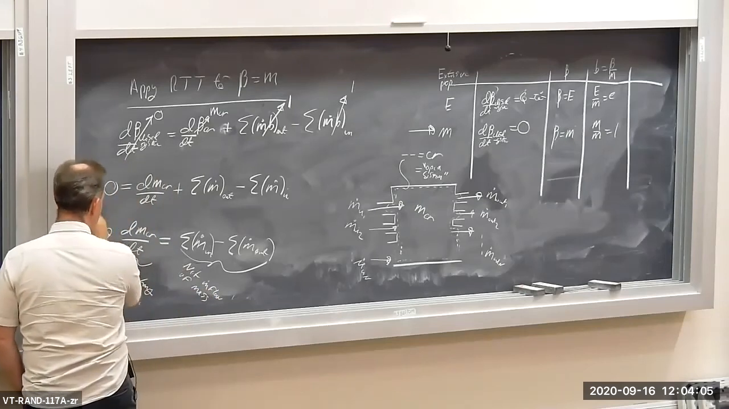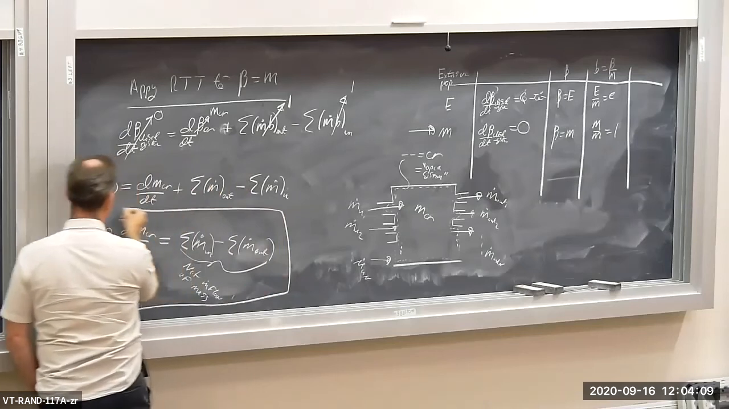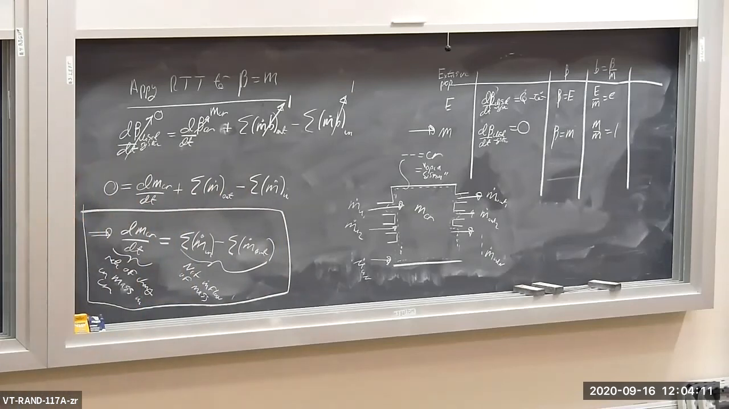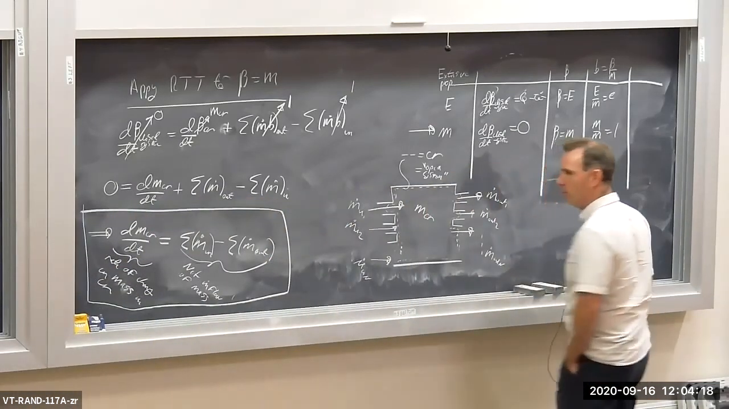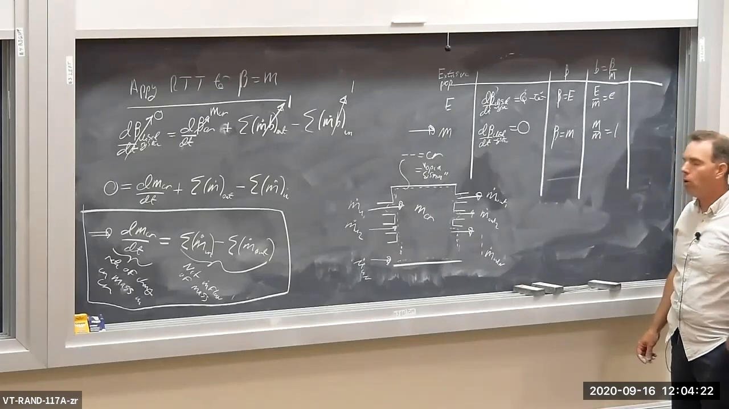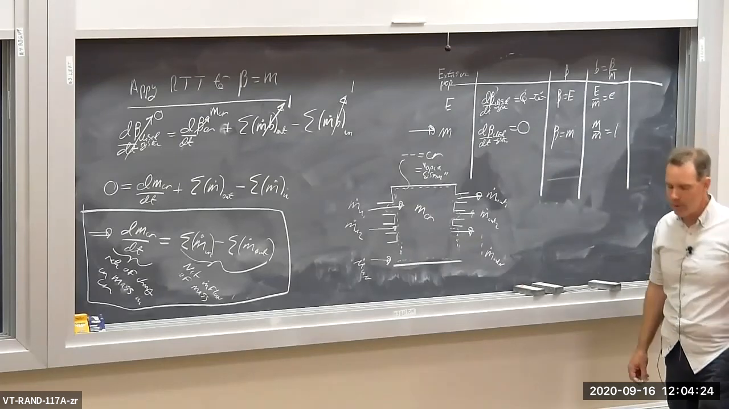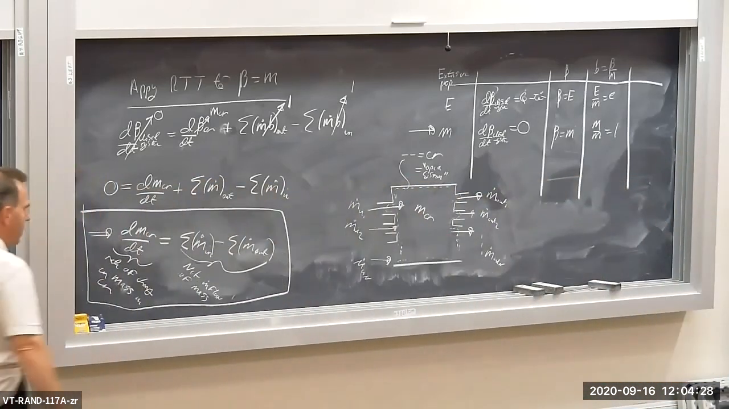Put a box around this. This is the mass balance. This is the mass balance for an open system. Very simple equation, and it can be applied to an open system. All right? Okay, we're going to leave it at that. We'll do an example involving an open system mass balance next time. I think we've done enough today. This is quite a jump.